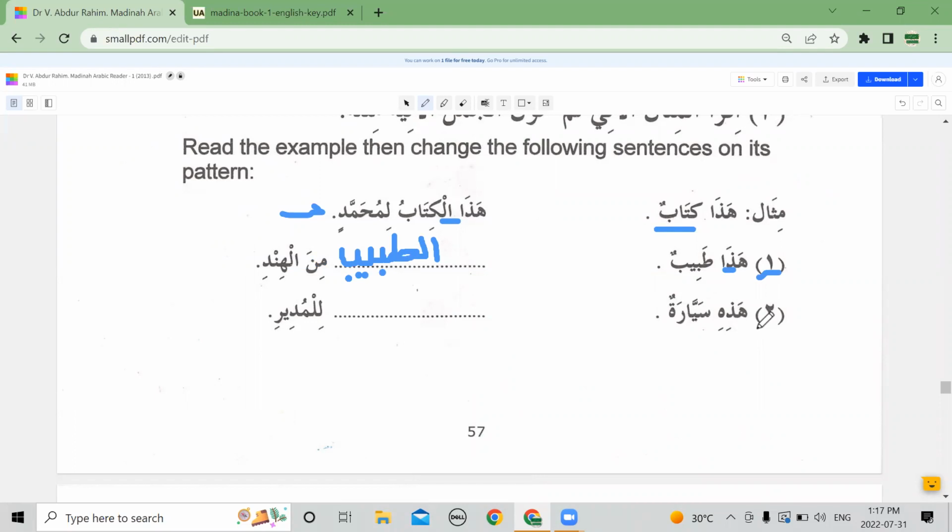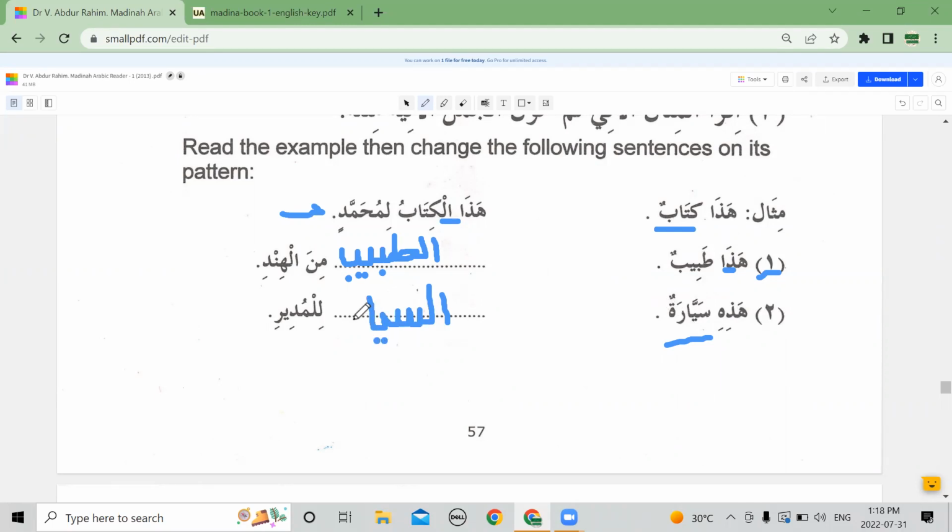هذه سيارة للمدير. Okay. I want you to read this side first and then say the meaning and then do this part. So هذه سيارة. This means this is a car. Good. And then over here, we're going to write it. We're going to change sayaratun to السيارة with alif lam. Yes, as-sayaratu.